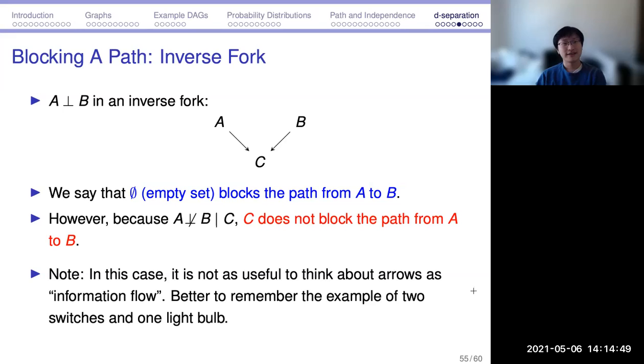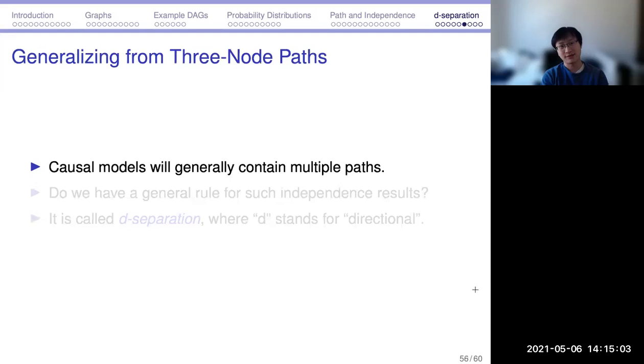Okay, so now that we talked about the three node paths and the notion of blocking a path, essentially that's equivalent to independence consequences. Now let's generalize from the three node paths. The big picture goal is that when we see a causal DAG, we want to understand what variables are independent from each other or conditionally independent from each other. Because ultimately we want to look at ignorability or conditional ignorability, right? So understanding the independence between variables is the preliminary thing we need to do.